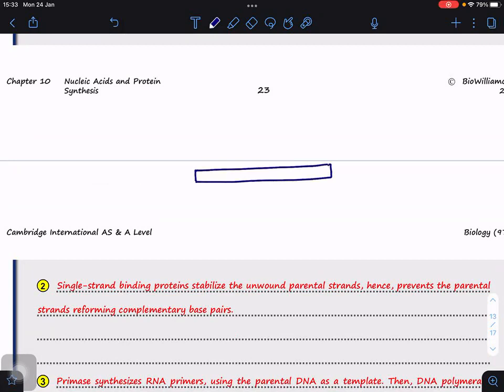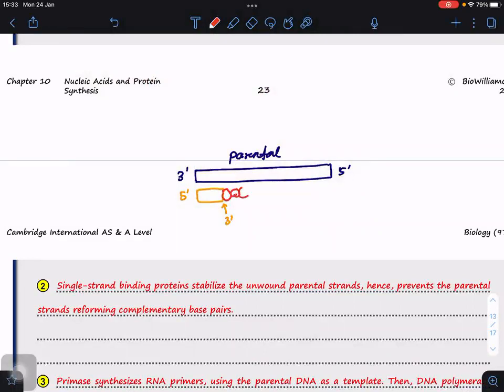Okay, parental strand. So the parental strand here is 3', here 5'. So when we add the primer, it will start with 5'. So this part actually is a 3'. Can you see that? It means that DNA polymerase is going to add the nucleotide one by one here.